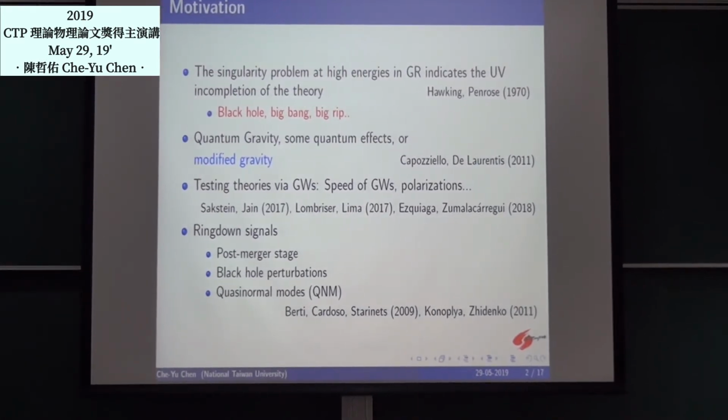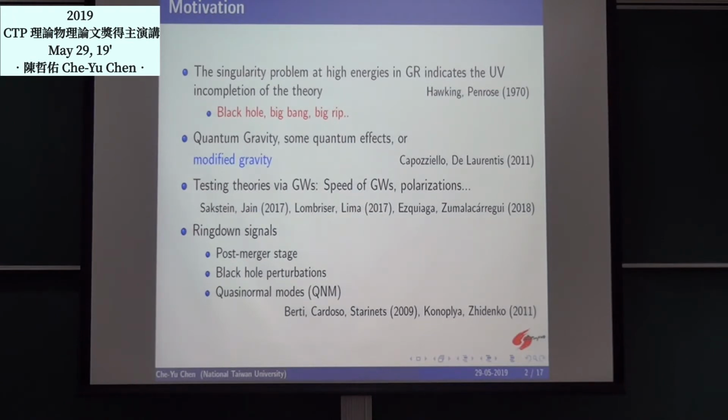One of the examples is by using gravitational waves. Recently we have direct detection of gravitational waves from the LIGO and Virgo collaborations. So we may test these theories via, for example, the speed of gravitational waves, which according to the recent detection of a neutron star merger, is very close to the speed of light. And we can also test these theories with the polarization of gravitational waves. And here I want to discuss another possibility which is very related to the merger event itself, the so-called ring-down signals of gravitational waves.